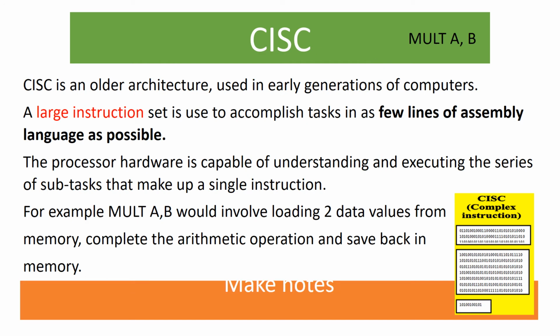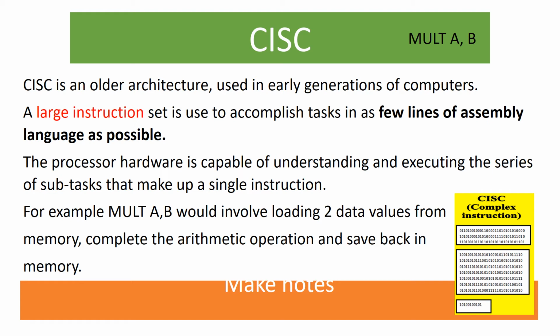Now CISC is an older architecture and it's used in older and early generations of computers. It has a large instruction set, so that means there are lots of instructions that you can choose from. Because each instruction is very specific, such as multiply, we need more instructions. That is because we've got lots of different arithmetic and logical operations that we're going to need. But the idea of CISC is to do it in as few lines of assembly language as possible, making it easier for a programmer.